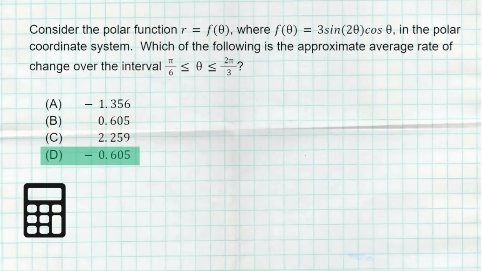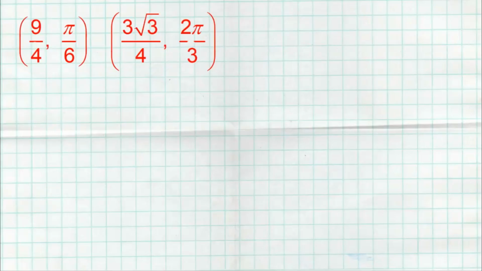So the first thing we have to do is get our points. We're asked about finding the average rate of change from pi over 6 to 2 pi over 3, so we have to figure out the outputs for those inputs. And that's not too bad. At pi over 6, we get 9/4. And now for polar, we kind of write it backwards, right? The input goes in the back position and the output r goes in the front position. So for pi over 6, the output is 9/4. And for 2 pi over 3, the output is 3 radical 3 over 4.